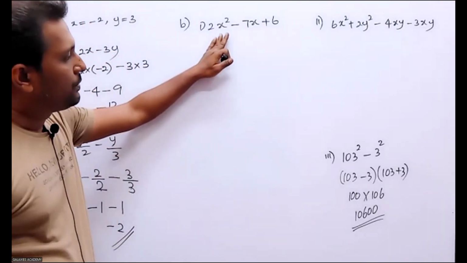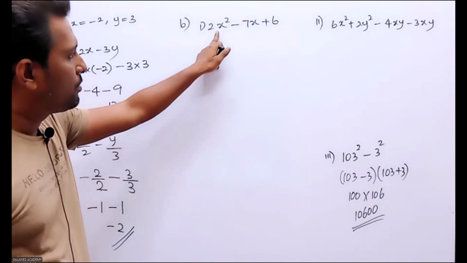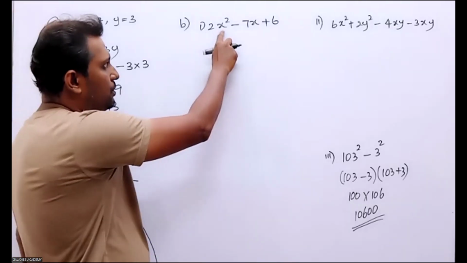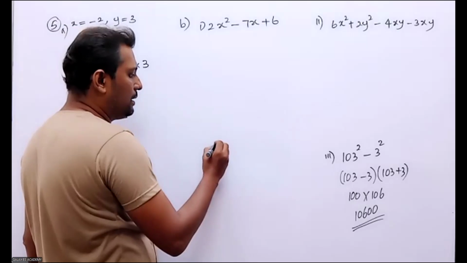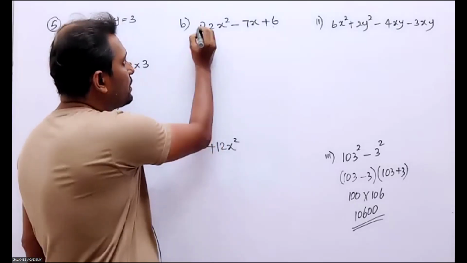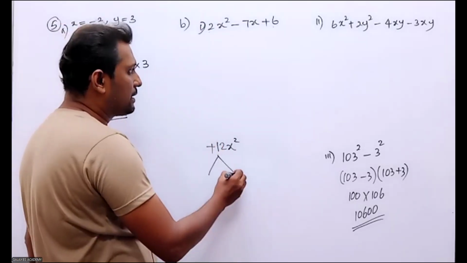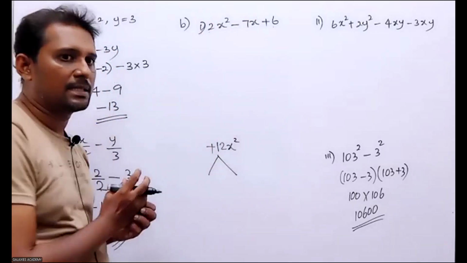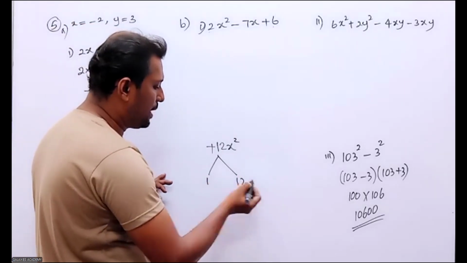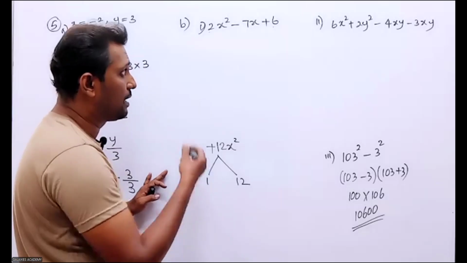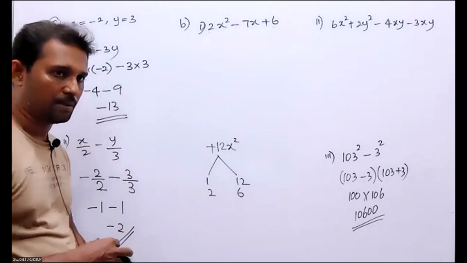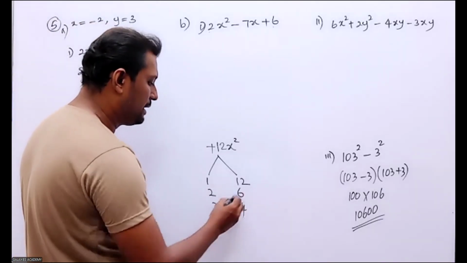Then look at this one, how you can do. First, you have to multiply square term and constant value. 2 multiply 6, 12. 12x squared. Positive multiply positive, positive. Then you check what are the suitable factors of this. The middle term should be minus 7x. Right? So what are the suitable factors? 1 times 12. It is not suitable. No, we can't get 7. Then 2 times 6. Also, it is not suitable. 3 times 4, it is suitable.